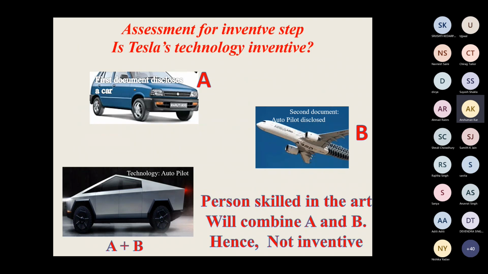So, coming to that Tesla example again, assessment of inventive step. A is the first document, which discloses a car. B is autopilot disclosed. We have this invention, an autopilot car. Now, a person skilled in the art will combine A and B, because I said that it should be seen from the eyes of a person skilled in the art. Now, one of the steps should be to assess if a person who deals in cars will be able to use a technology which is related to airplanes or not.